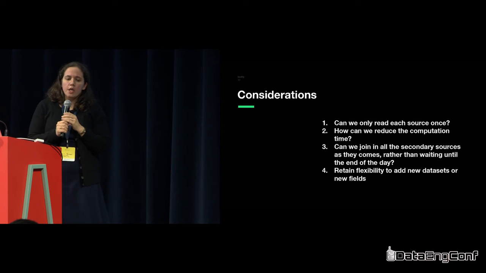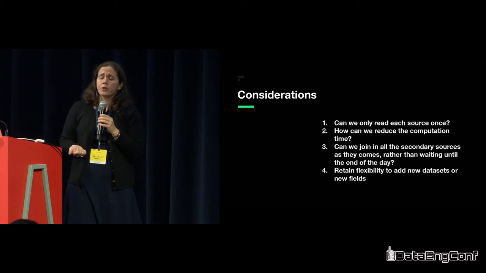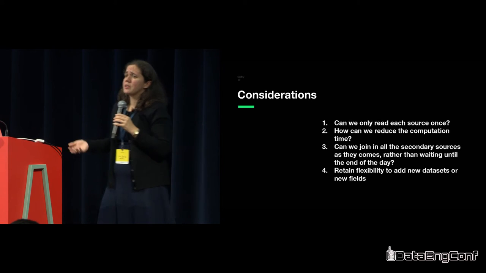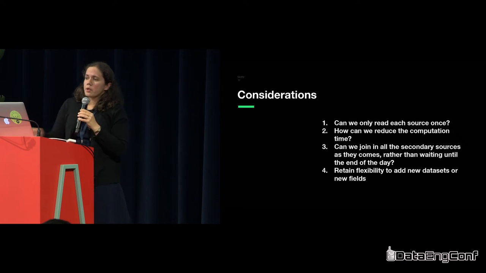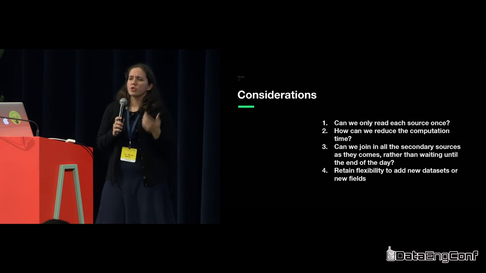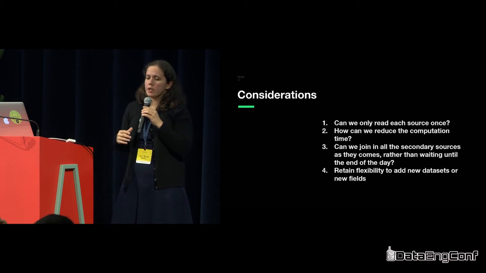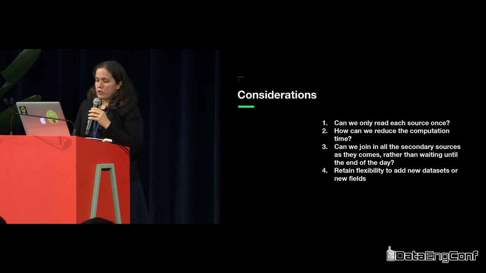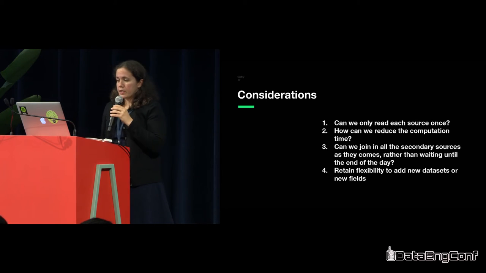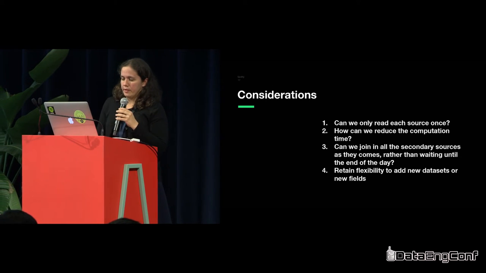When we set out to rebuild this architecture, which has been a project my team and I have been working on for a while, we wanted to see: can we read each source only once? If we have a single source, it's redundant to keep reading it many times, especially if it's quite large, which in our case, our NSong is. How can we reduce the computation time? It's not even the actual time the pipeline takes to run, but can we make more things run in parallel so that there are fewer things that actually need to run? Can we join all the secondary sources as they come in rather than waiting until the end of the day? Can we essentially pre-compute certain things as we know what they are?